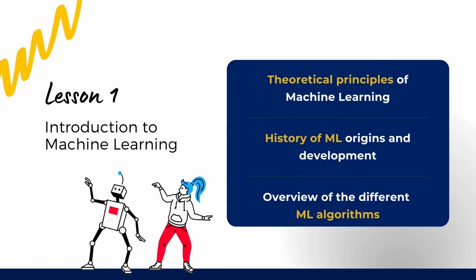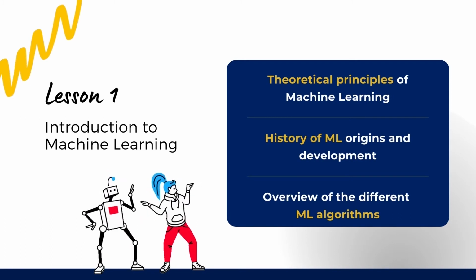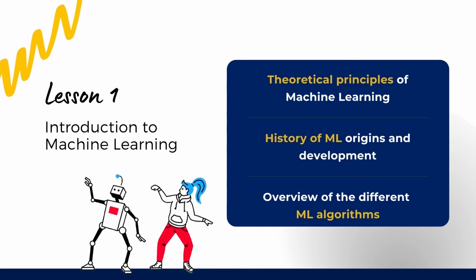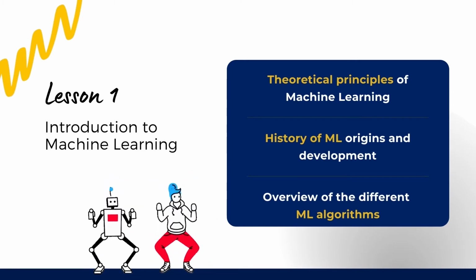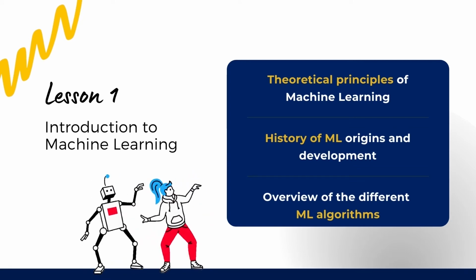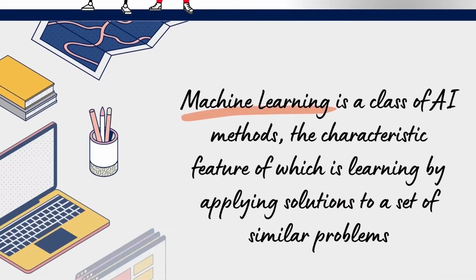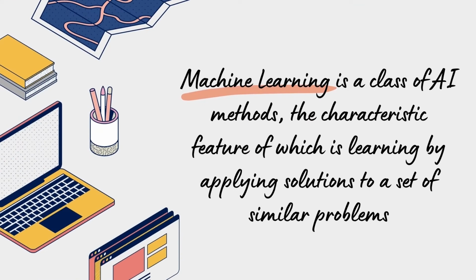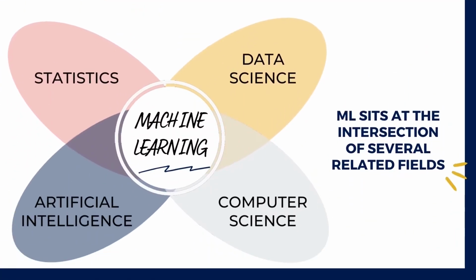In the first lesson, you will understand the theoretical principles of machine learning, learn the history of its origins and development, and get a general overview of the different machine learning algorithms. Machine learning is a class of artificial intelligence methods where the main idea is to build a system that learns from the data without explicitly programming it. It is a scientific field that combines statistics, data science, artificial intelligence, and computer science, also known as predictive analytics or statistical learning.